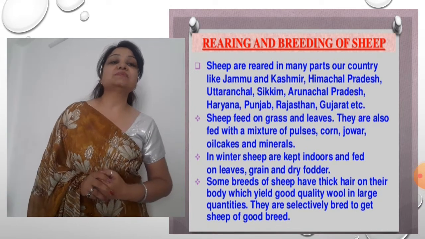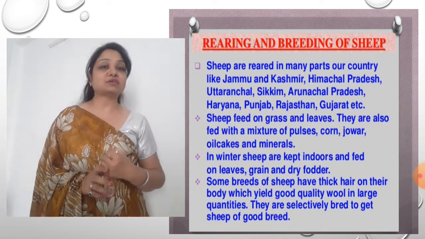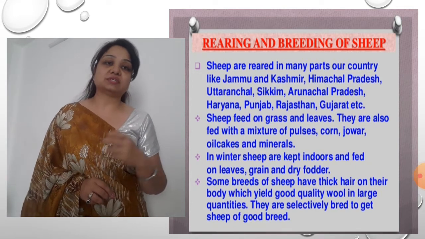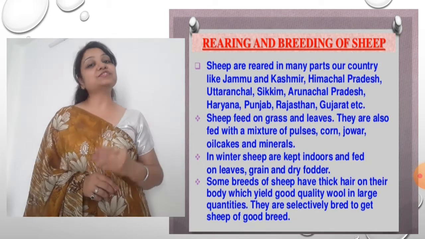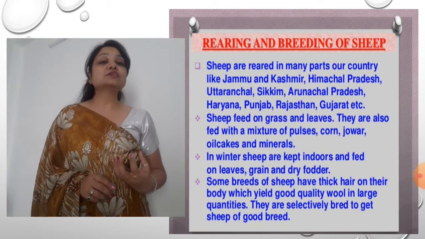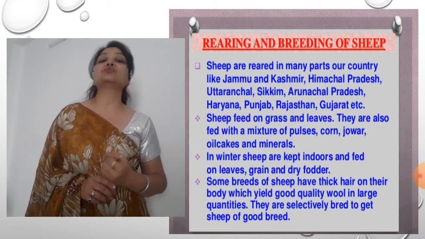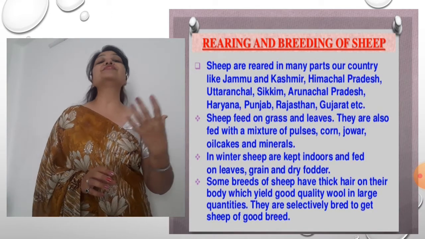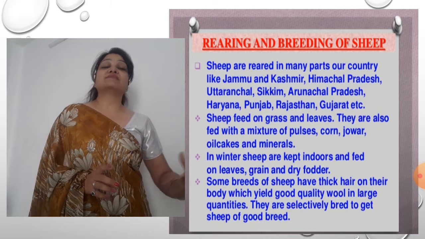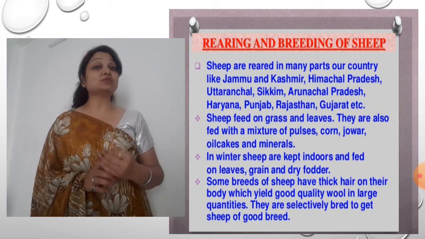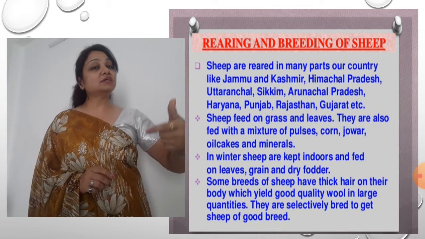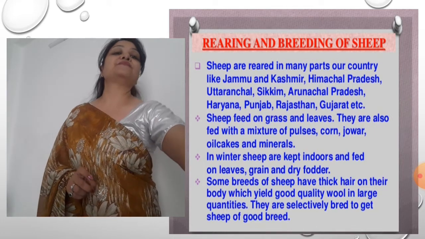Some breeds of sheep have thick hair on their body which yields good quality wool in large quantities, while there are some which do not have so thick hair, so we obtain lower quality wool from them. That's why in the market, students, you have different varieties of wool. One is high quality, one is low quality, the thick and thin. That depends on the hair of the sheep, right?